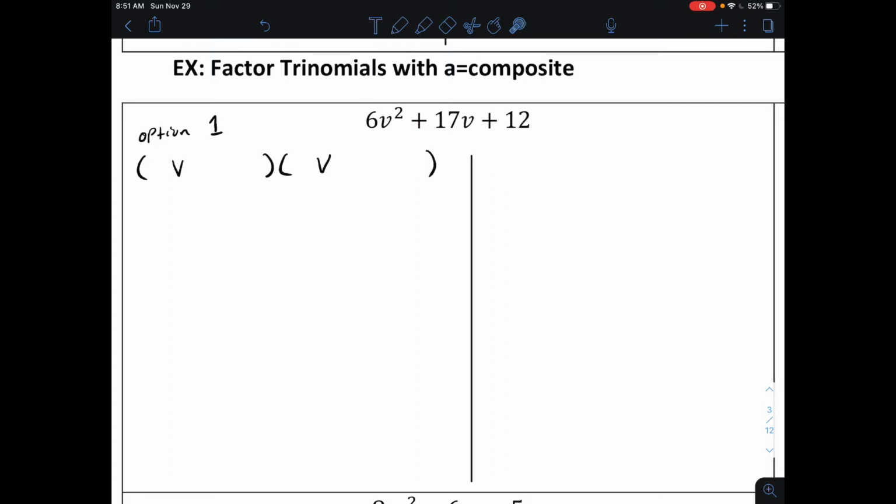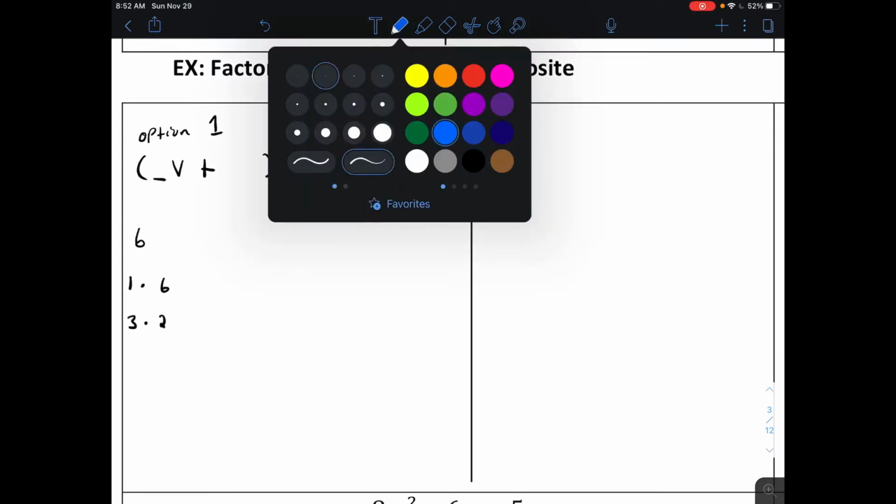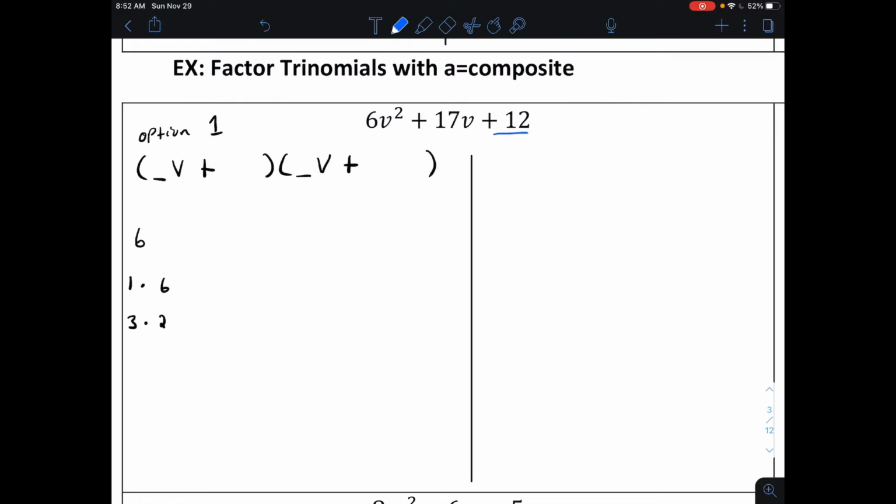And since everything is positive here, I know I'm going to have pluses in each one. And so I have to account for all the factors of 6 in terms of the numbers that could go in front of my v's. So 6 is 1 times 6, and it's 3 times 2. So I have that possibility. Now, I also have to account for the numbers that multiply together to make 12. And so the factors of 12 are 1 and 12, 2 and 6, and 3 and 4.